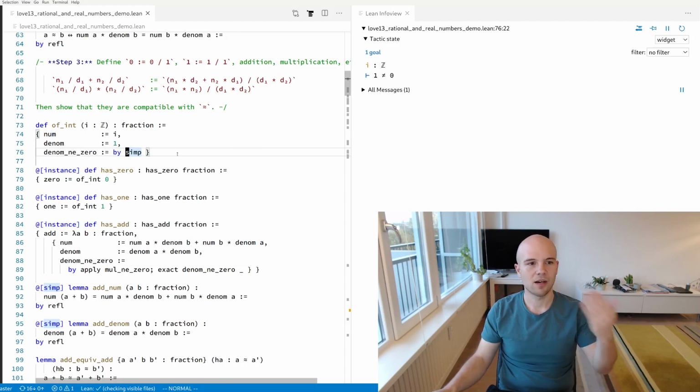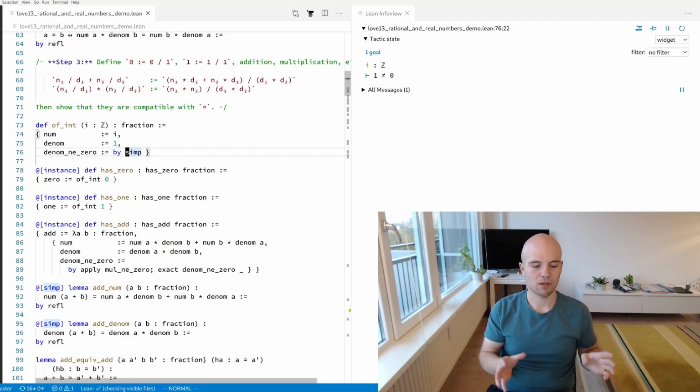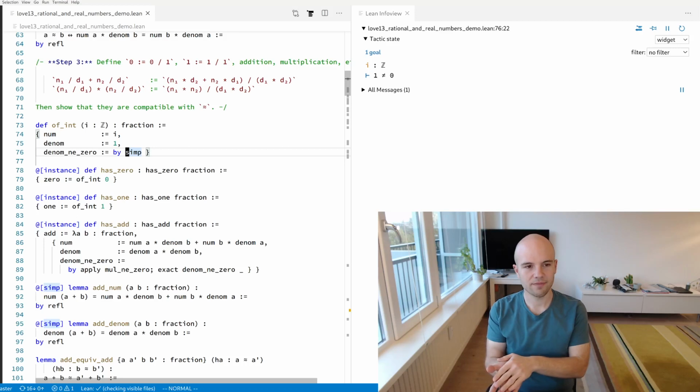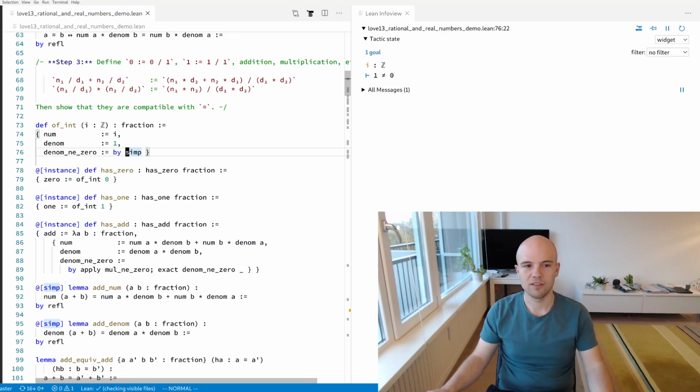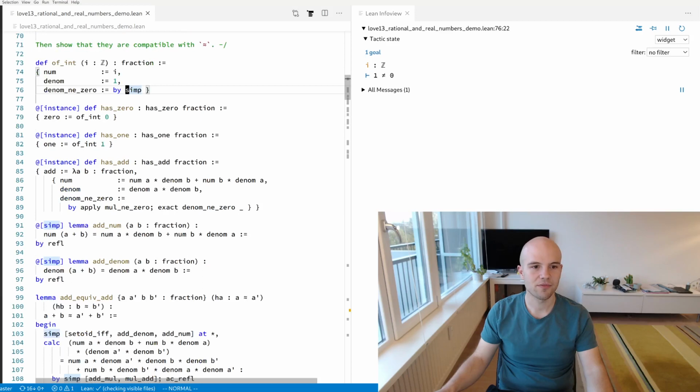Okay, so we know how to convert an integer into a fraction. And now we define the 0. 0 is the 0 integer lifted into a fraction. 1 is integer 1 lifted into a fraction. And now we define an addition operation on fractions.